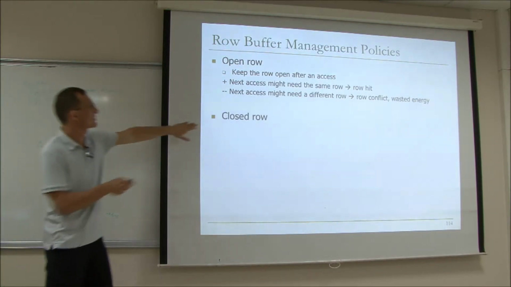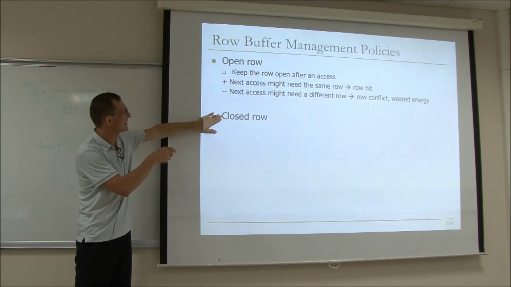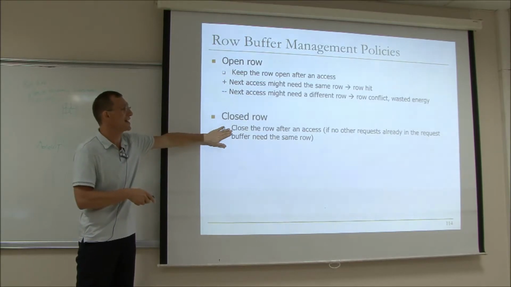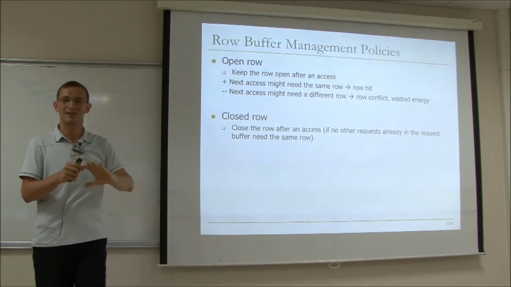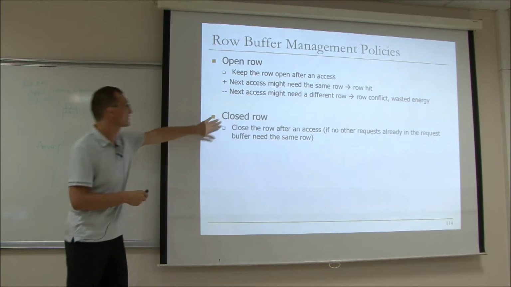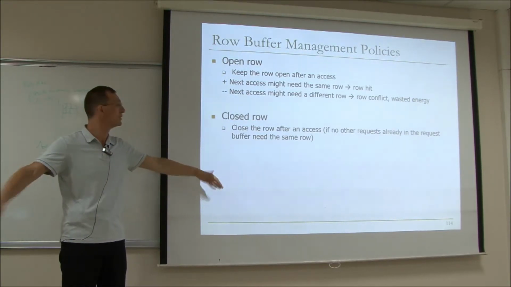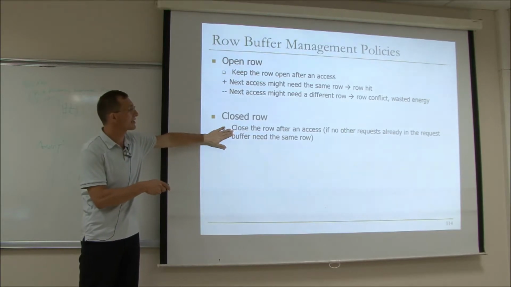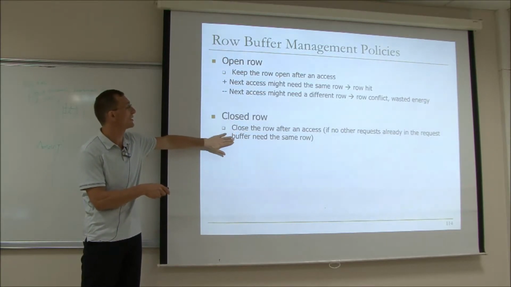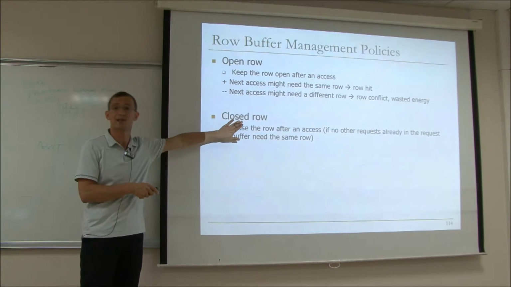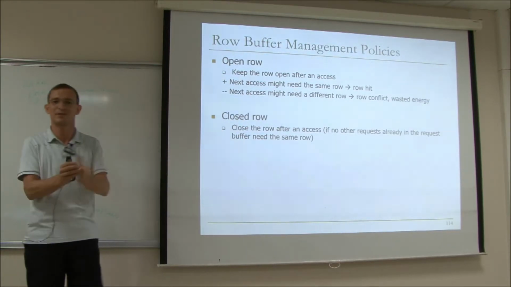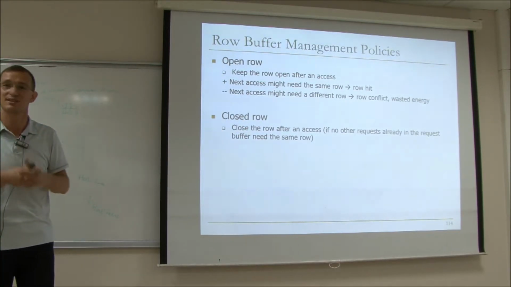So closed row policy tries to get the best over here. Basically, close the row after an access. Of course, there could be a very strict closed row policy that closes the row right after the access without looking at the request queue. So many controllers actually today, if no other requests are already in the request buffer that need the same row, then they close it. So they actually scan the request buffer. Only then they close it. So it's an intelligent closed row policy.